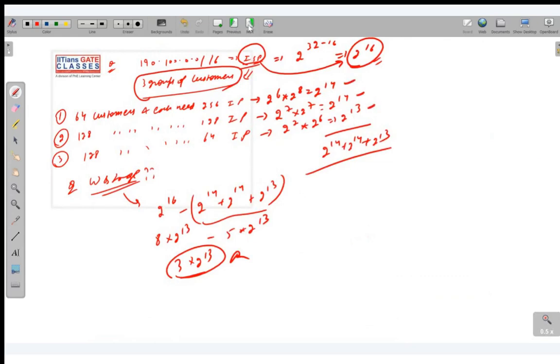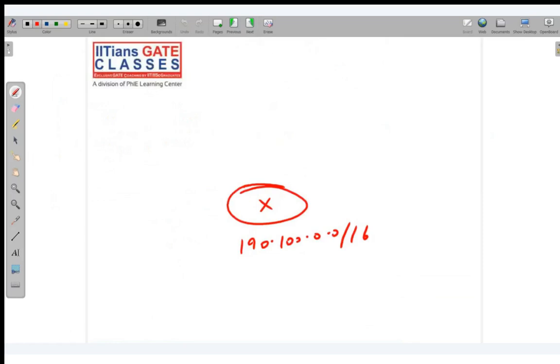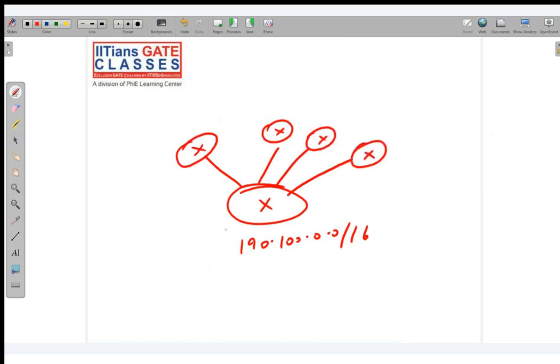So 2 power 14 you want. 2 power 14 means, out of total 2 power 16, you will get 4 subnets. Each will have 2 power 14 IP addresses. This also 2 power 14, this also, and this also. So how will you label it? 190.100.0.0/16. Here I will repeat it, 190.100.0.0, but slash I will write 18. Why have I written 18? Because we are now doing subnetting, so this will apply a subnet mask.